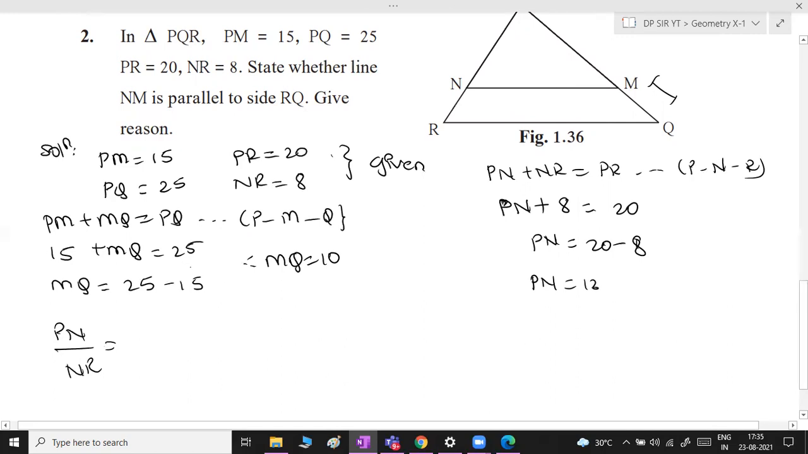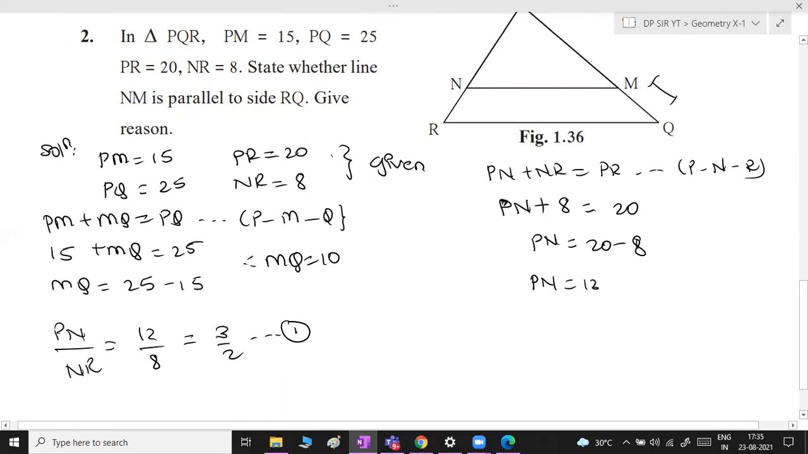Pn upon Nr is nothing but 12 upon 8, which is equal to, 2 6s are and 2 4s are, so 6 by 4, so 3 2s are and 2 2s are. So it's going to be 3 by 2. Let this be my equation number 1.